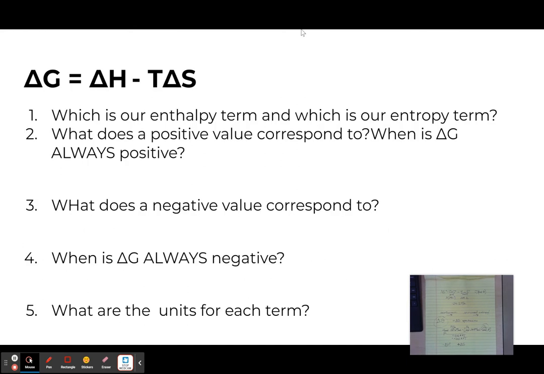So let's just process some questions for delta G equals delta H minus T delta S. So I just want you to go ahead and answer these in the Edpuzzle in just a second. So which one is enthalpy? Which one is entropy? What does a positive value correspond to? So for what values of delta H and delta S will delta G always be positive?